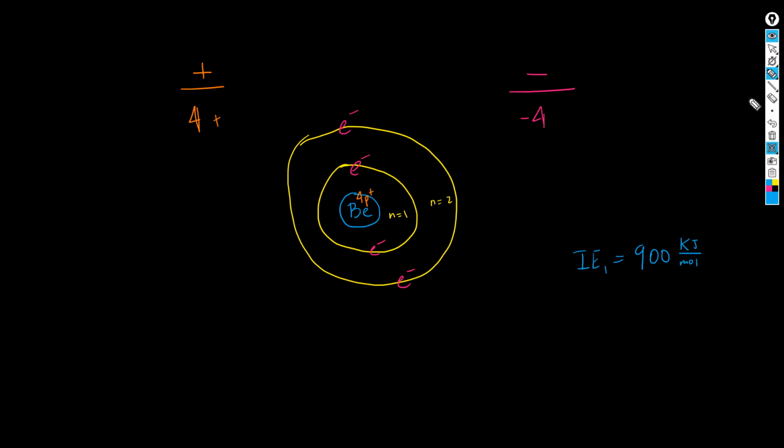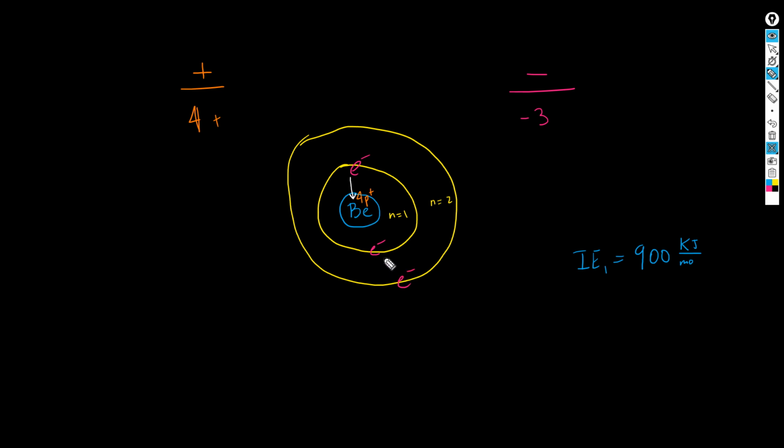What does that refer to? When we refer to IE1 for beryllium, we're referring to this first electron going away. So when we remove that electron, we spend 900 kilojoules of energy, but by removing that electron, we are now dropping to a -3 total charge. Now we only have 3 electrons left. Well, what happens? Because that positive charge is still +4, but the negative charge is only -3, the attraction that these electrons are feeling is now going to be greater.